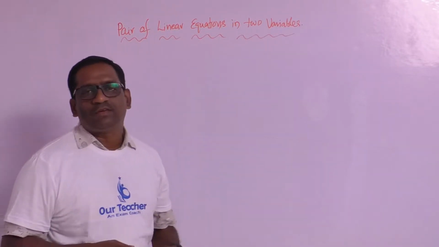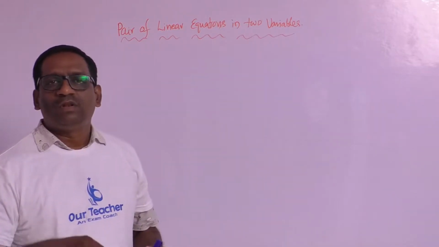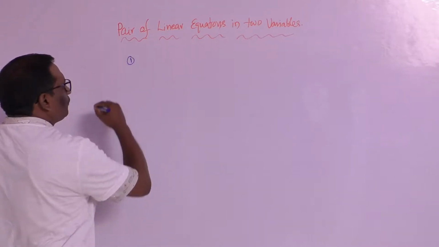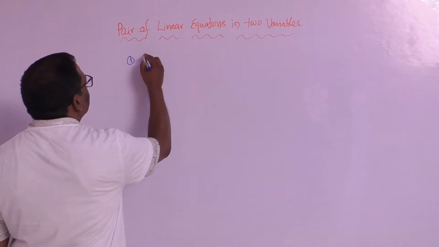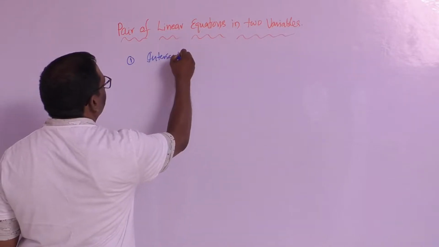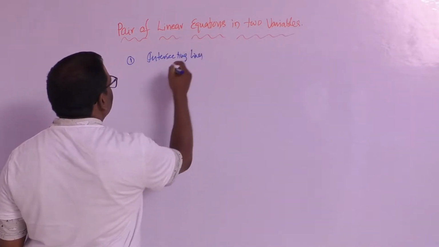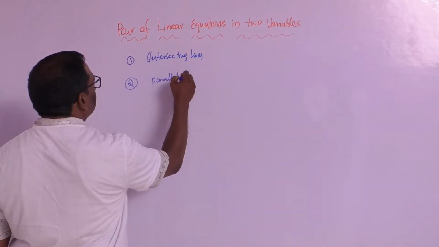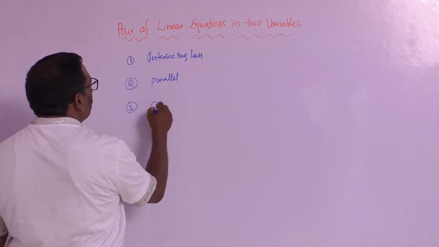Now the equations here will be considered as three types. So the first one is intersecting lines. Second one is parallel lines. Third one is coincident lines.